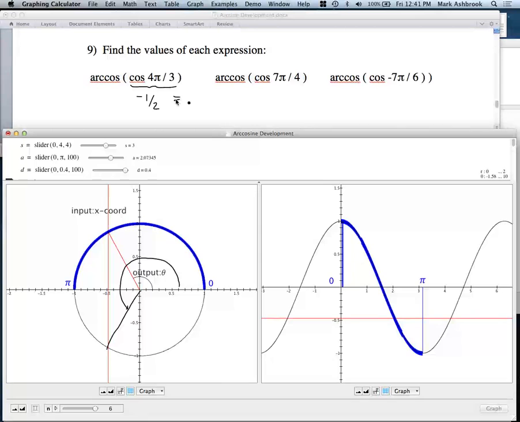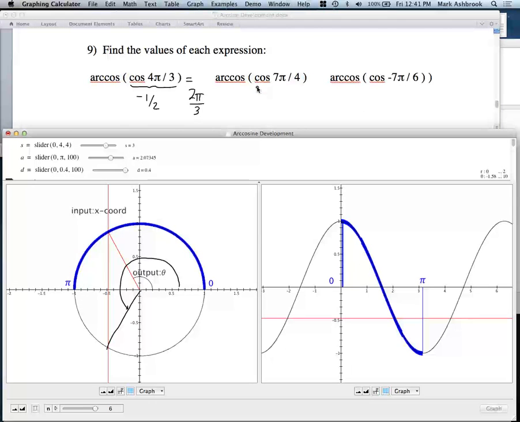Who said that? G? He says 2 pi over 3. Agree with that? So now what we're talking about is which angle between 0 and pi gives us that same x-coordinate. This angle right here, 2 pi over 3. Questions? Does this make sense? Okay, cool. Then Leah, you do the next one.